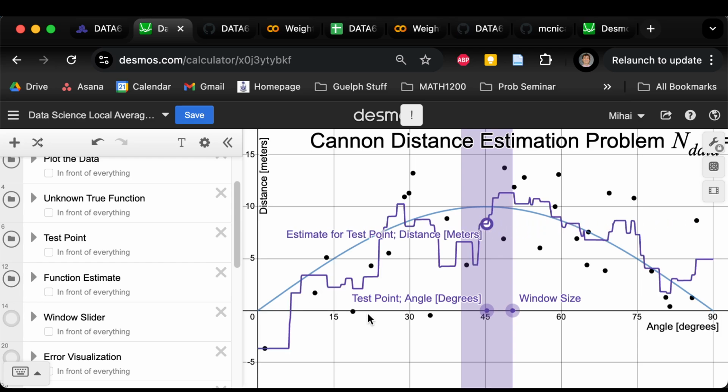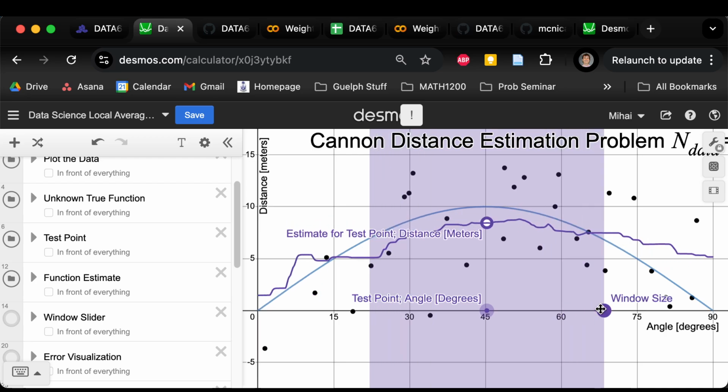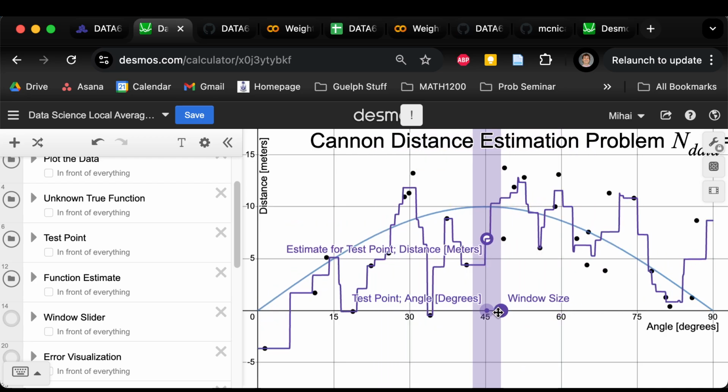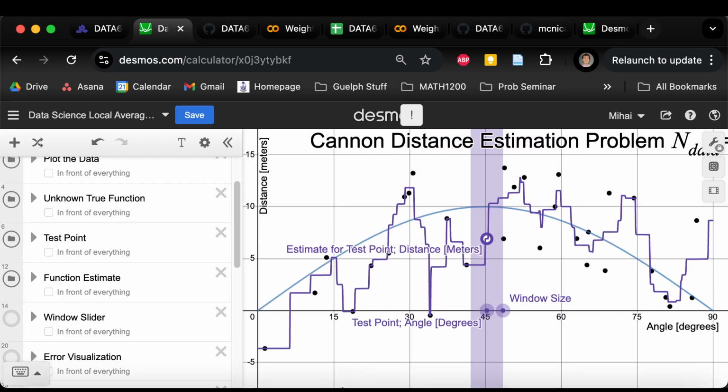And you can see it changes based on the window size. If the window size is very big, it's kind of flat. If the window size is too small, it goes up and down all over, and it's crazy.